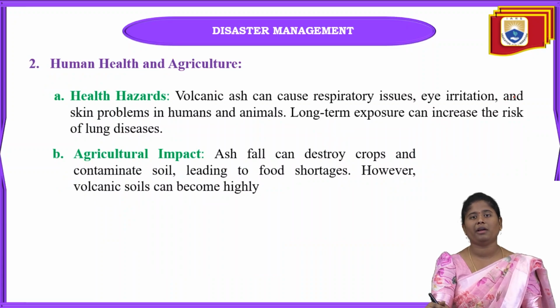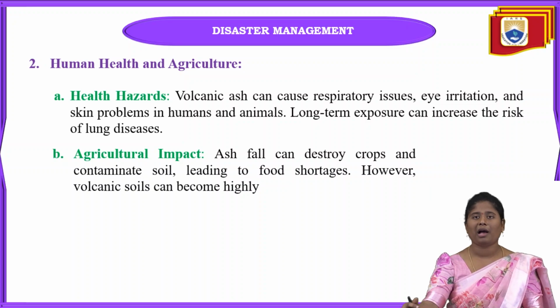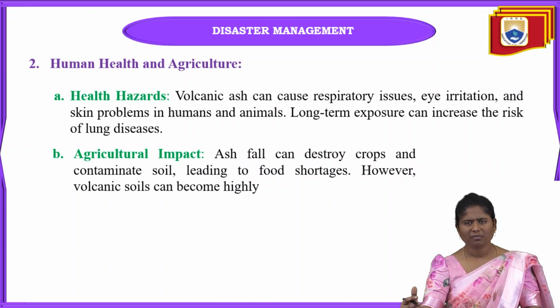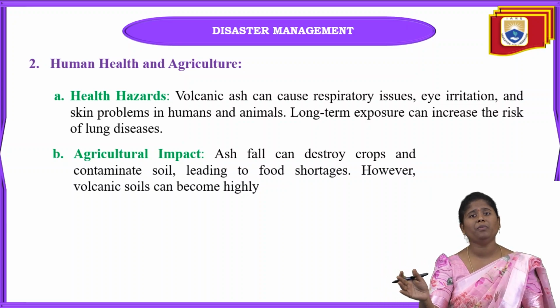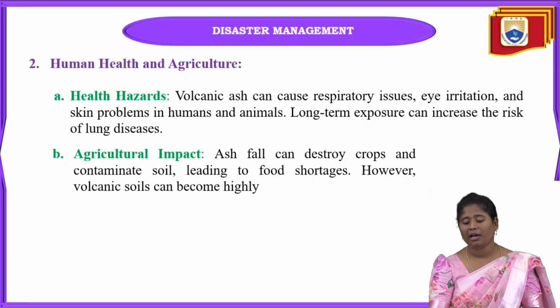Next one is human health and agriculture, and in this one, health hazards mainly. After the volcanic eruption, the volcanic ash can cause respiratory problems, lung diseases, and also skin problems for both humans and animals. And next is agricultural impact. When volcanic ash suddenly falls onto the crops, the soil is going to be contaminated and the crops are going to be destroyed. That will lead to food shortages and impact the overall country's economy also.